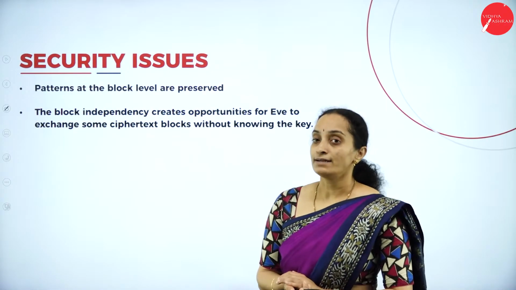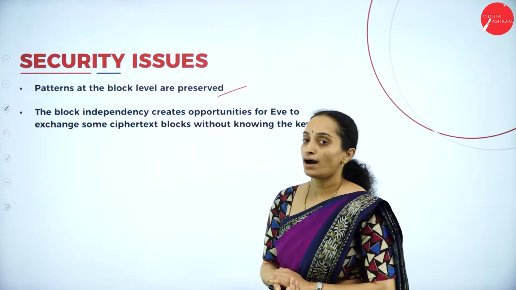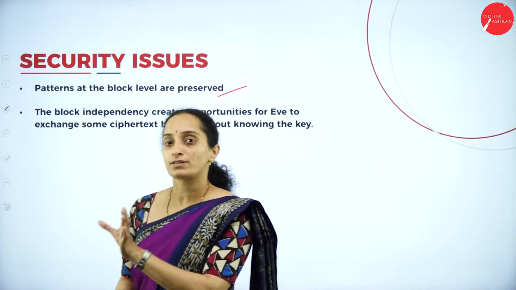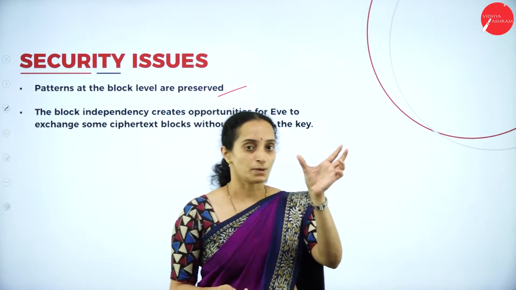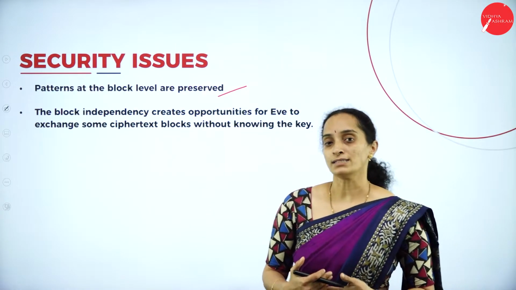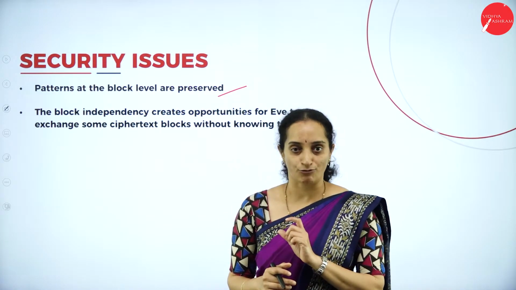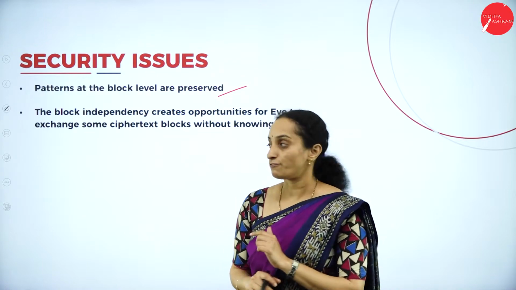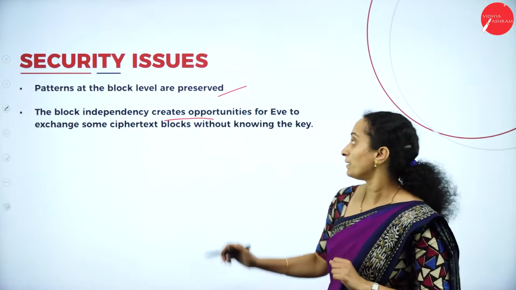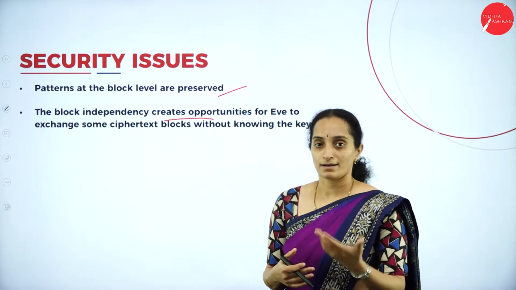Okay, along with that, when you check the security issues, patterns at the block level are preserved, because the same block is continued for the ciphertext also. If the first block has that much text, those number of texts or repeated text will be repeated in the ciphertext also, with the same series of block numbers in the ciphertext. Okay, the patterns will be preserved and you can use that pattern for the next message.